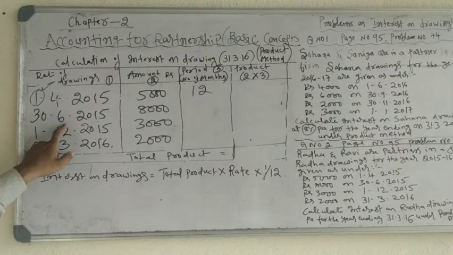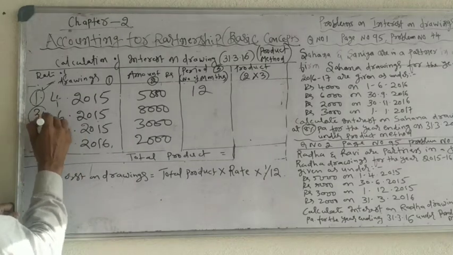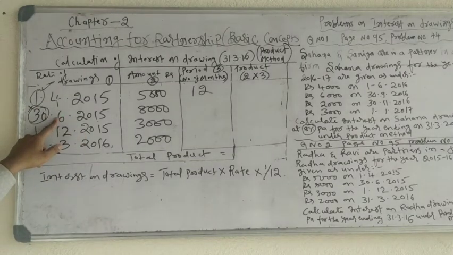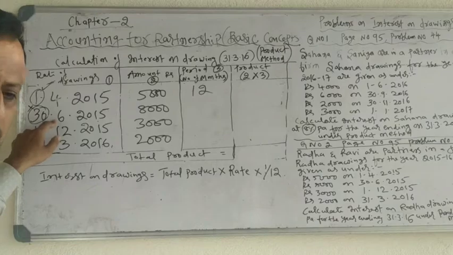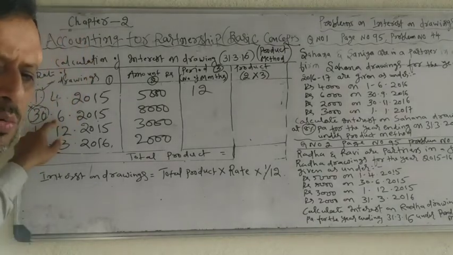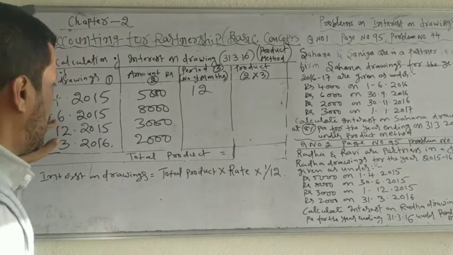Next, 30th June. Leave that month. Last day of the month means don't take that month, count from the next month. Don't take June month, count from July month. July, August, September, October, November, December, January, February, March. 9 months.